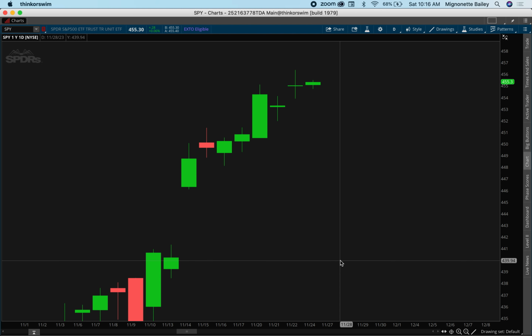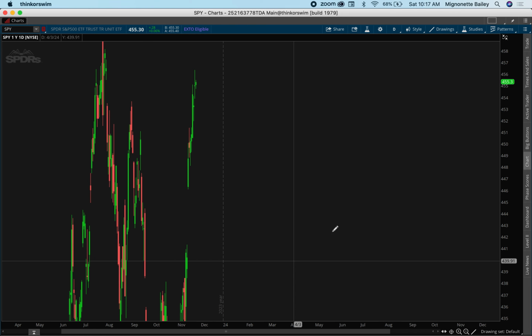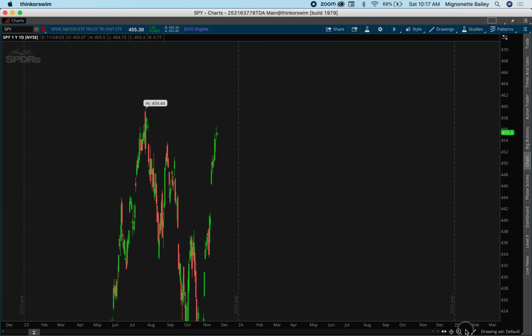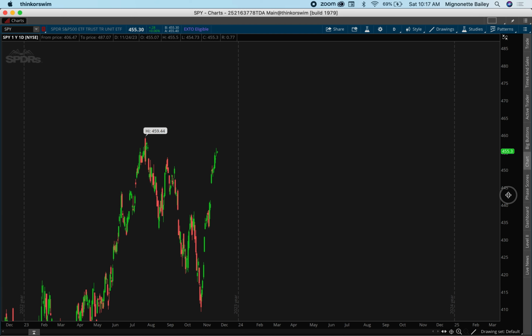Hey, so this is how I chart on the daily, and I just wanted to back up and start completely from scratch, not using any other levels, just looking at the daily chart for the most recent activity. So when you first pull up the daily chart, you're going to see a lot. It's going to show you everything for the past year.